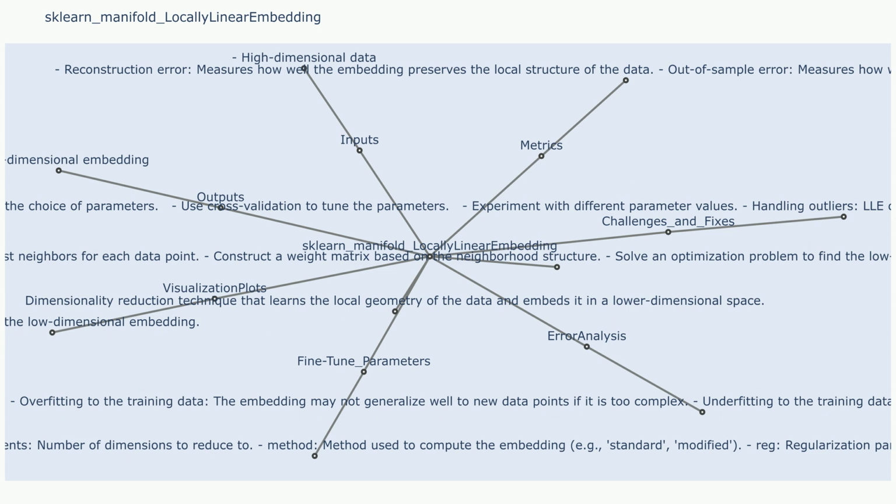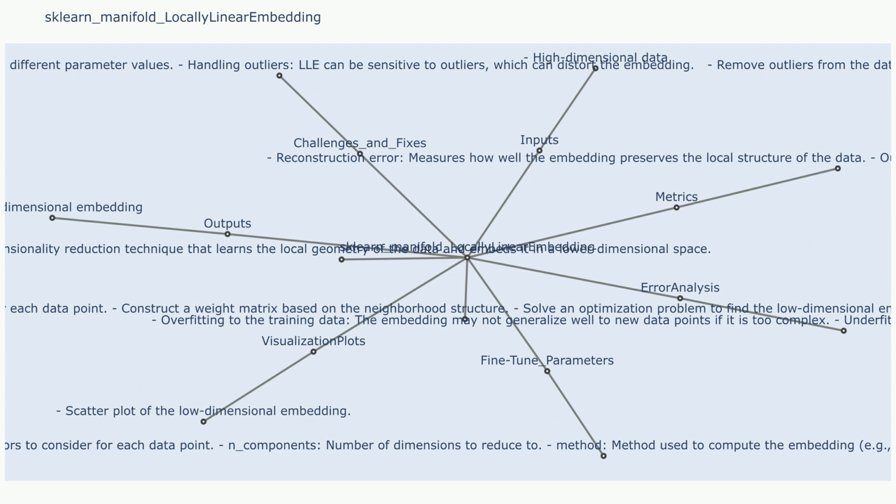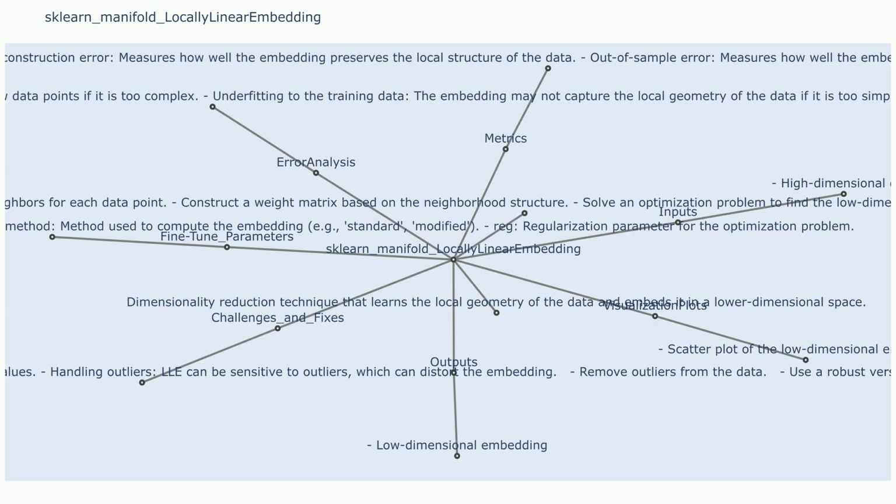Challenges and fixes. Challenge 1: high sensitivity to noise. LLE can be sensitive to noise in the input data, which can lead to inaccurate reconstruction and poor embeddings. Sample use case that resulted in challenge 1: a dataset with a high level of random noise might result in LLE misinterpreting noisy features as important for local neighborhood reconstruction, leading to a distorted embedding.